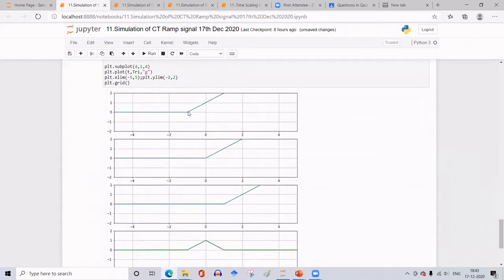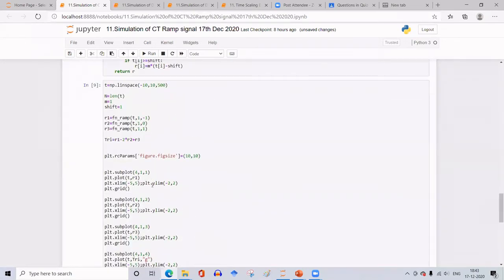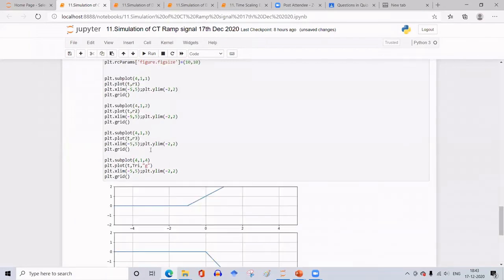Okay, first one is this r of t plus 1. This is r of t. This is r of t minus 1. And this is the triangular signal. So that slope I have taken care of in this equation. Instead, I can give it here itself, because I have made the slope an argument for this. Here you just take it as a plus. Add this. Okay, this also must give the same answer.